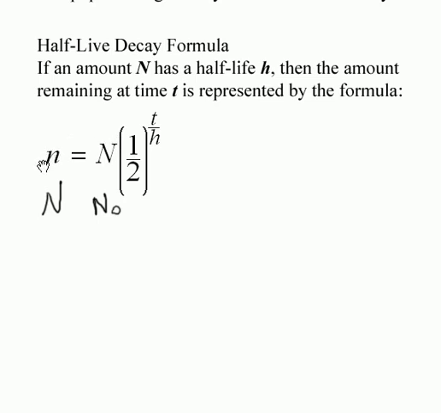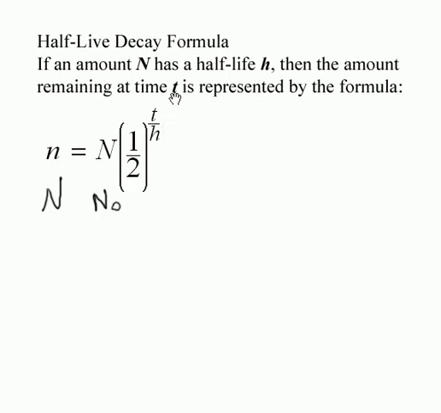So n, if is our initial amount we're starting with, has a half-life of h, so that's our measure of time, how long it takes for half of that material to be left. And then t is the amount of time we let it decay, and then 1/2 is 1/2. Capital N is our initial amount, what we're starting with. Lowercase n is our final amount, how much is left after it decays.